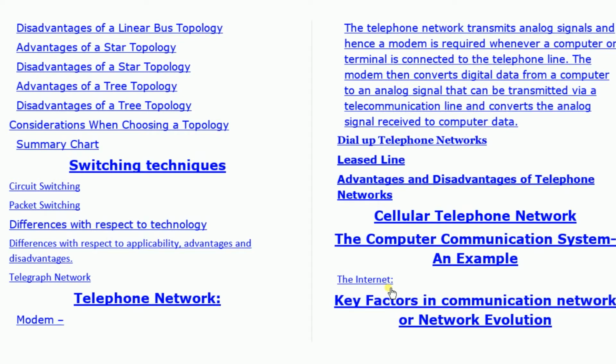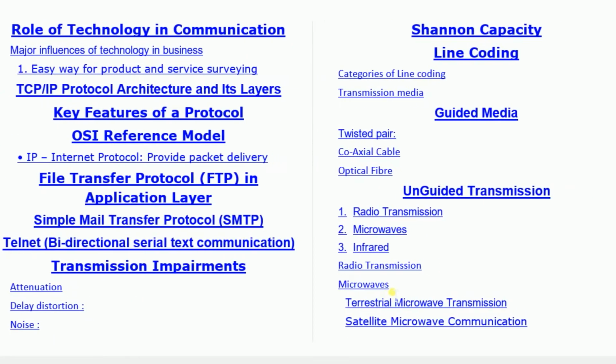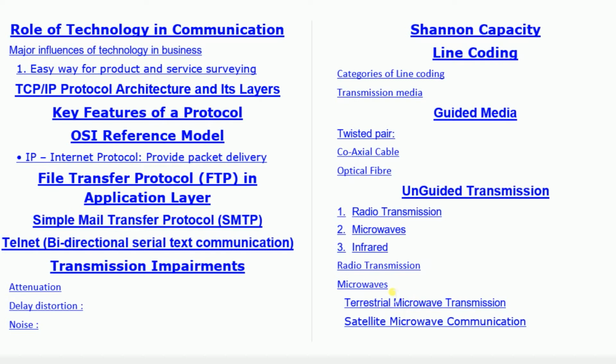switching techniques, different types of switching techniques used in the communication network, then about telephone network, then cellular telephone networks, and the key factors in communication network, and the role of technology in communication, that is protocols, FTP, TCP/IP protocols we will learn, and then Shannon capacity, that is line coding, guided media, unguided media of cables.